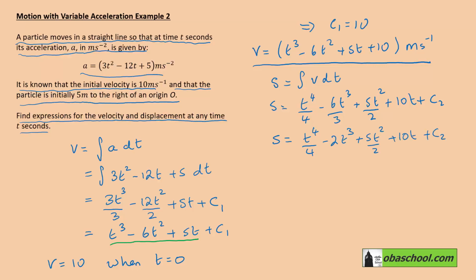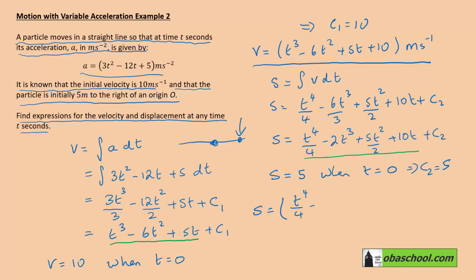10t plus c2. But we're told that s is equal to 5, and it's positive 5 because it was to the right of O, when t equals 0. Remember, when t is equal to 0, all of these terms here will be 0. So it must be that c2 is equal to 5. And so we have s is t to the 4 over 4 minus 2t cubed plus 5t squared over 2 plus 10t plus 5 meters.